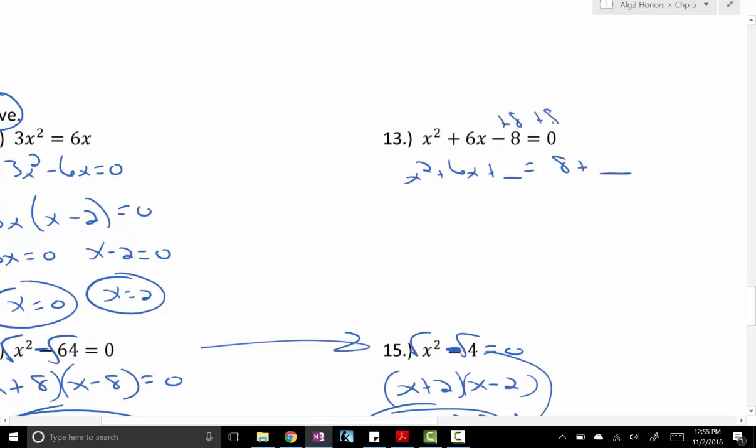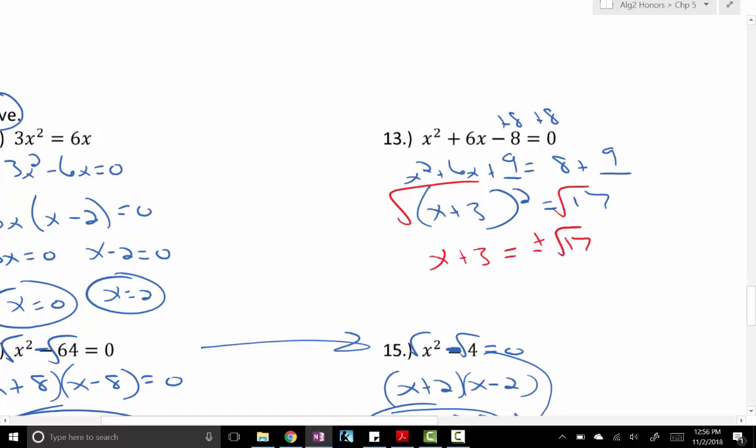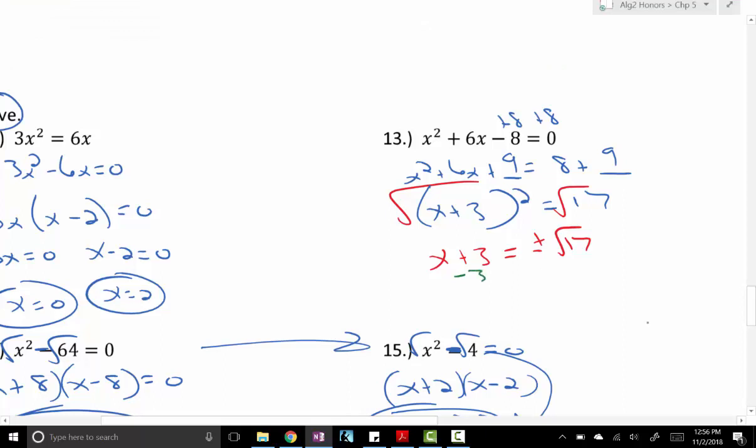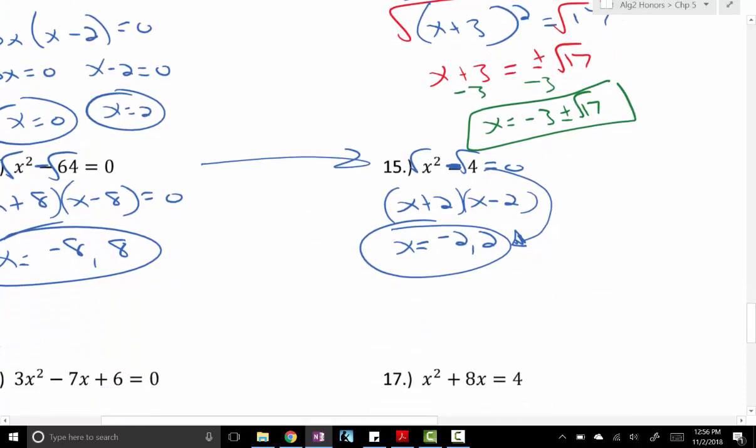I'm going to add 8. X plus 3, right, we just practiced this up above, so I need to add 9, I get 17. We're going to take the square root. X plus 3 equals plus or minus the square root of 17. Minus 3, minus 3, so x equals negative 3 plus or minus the square root of 17. Finishes out the problem.